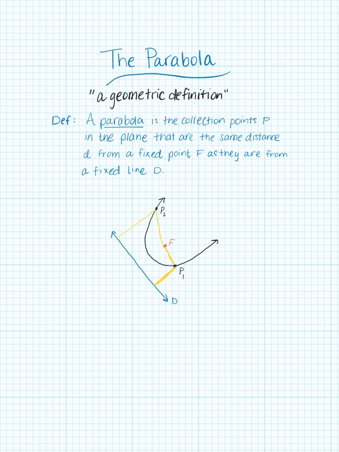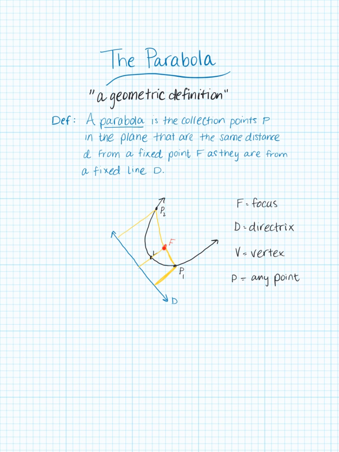So as the parabola goes outward, we can pick a different point, and the distance from P2 to F is the same as the distance from P2 to this line, which we're calling D. So if I pick the vertex on the parabola, the distance from the vertex to the focus is the same as the distance from the vertex to the line D, which is called the directrix.